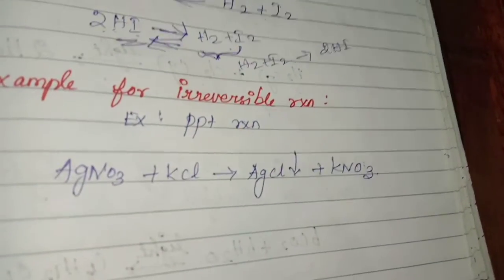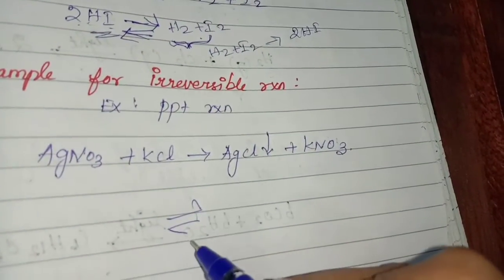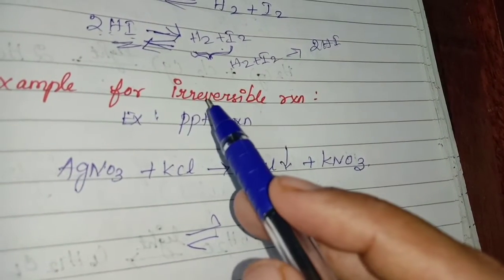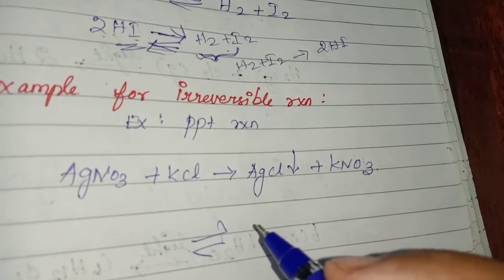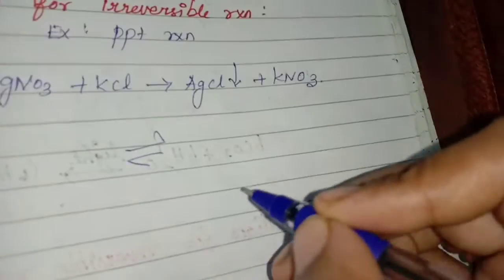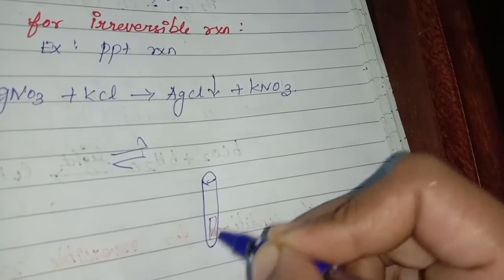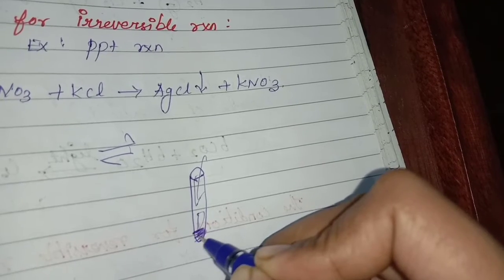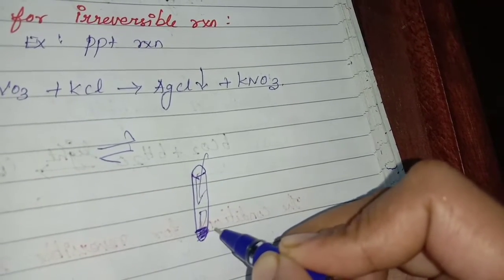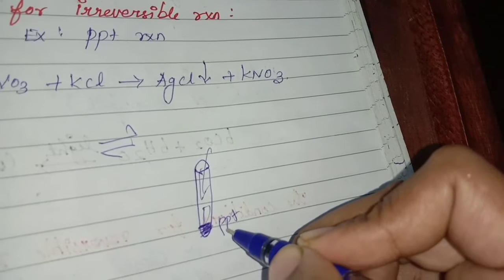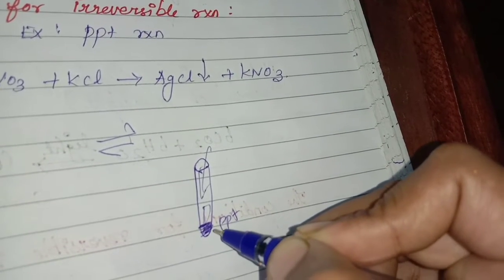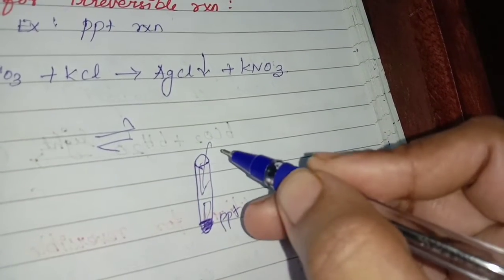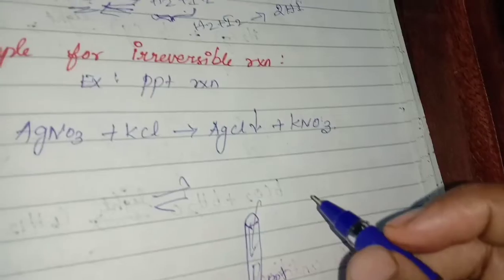An irreversible reaction means we cannot write the symbol like this. The reaction should not take place in reverse, and that is known as an irreversible reaction. For example, a precipitate. In a test tube we take some liquid and pour something in, then it separates and settles down as a precipitate, like a yellow or white precipitate. If we react it again, this precipitate won't give the same reactants. So that is known as an irreversible reaction.